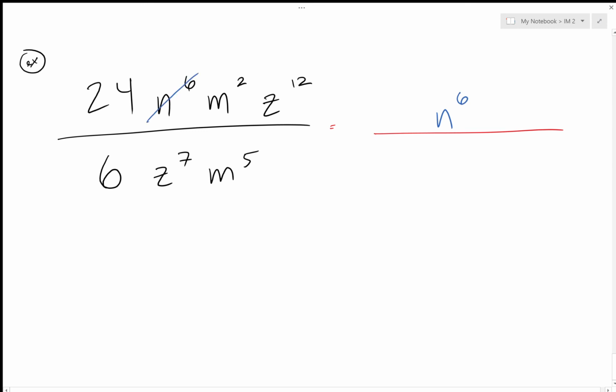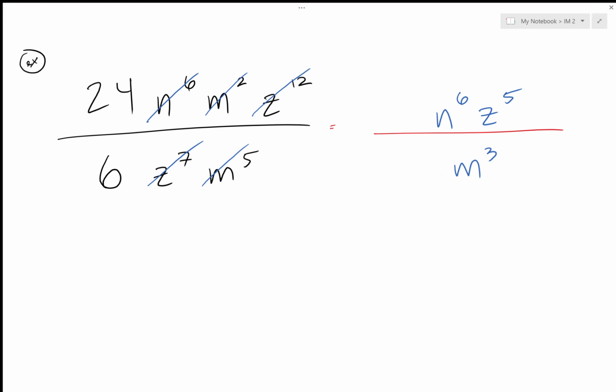So that's done. Z's. I have 12 on top, 7 on bottom. Top is bigger by 5. And then M's. 2 on top, 5 on bottom, 3 left on the bottom. And now once I've crossed out all of that, imagine covering all the letters up, and then it says 24 over 6. That looks like division, right?